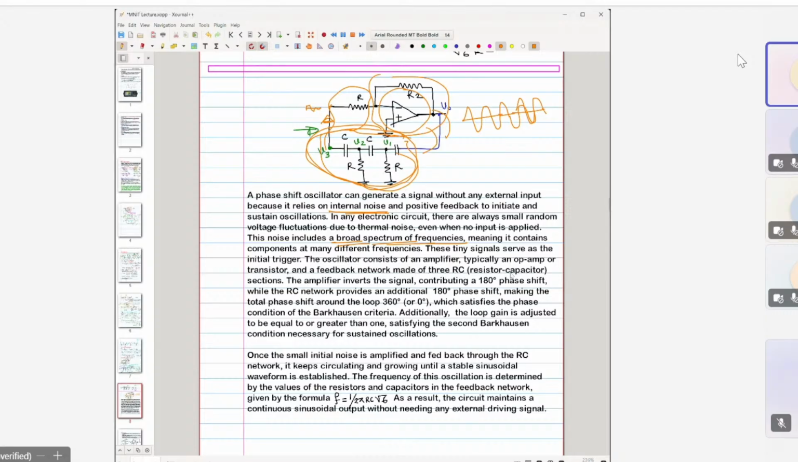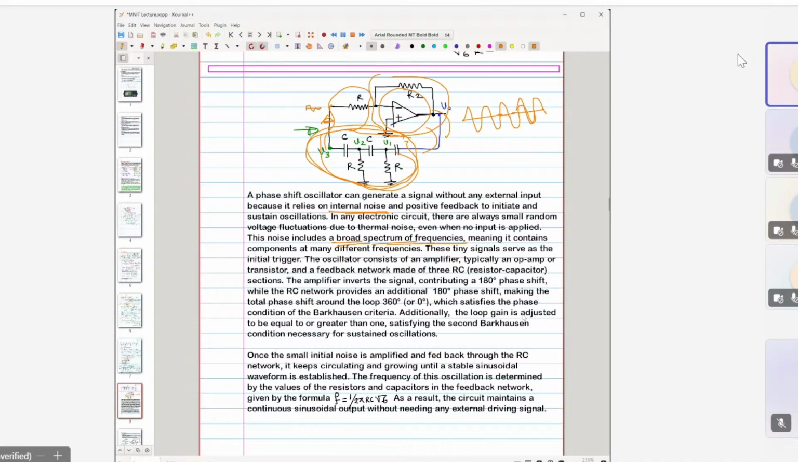As I already discussed, less than 3 is not possible, right? This amplifier inverts the signal, contributing a 180-degree phase shift, while the RC network provides the additional 180-degree phase shift. We discussed it all quite well, making the total phase shift around the loop 360 degrees or 0. This satisfies the phase condition of the Barkhausen criteria.